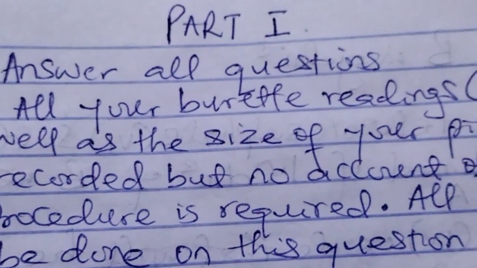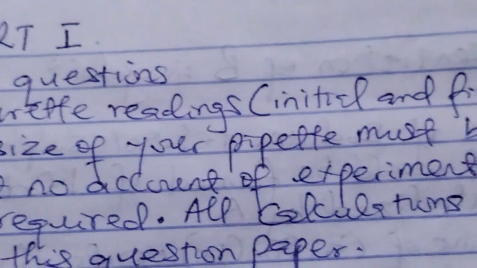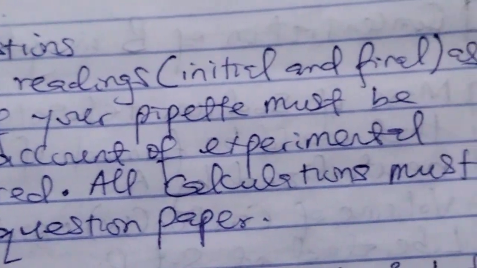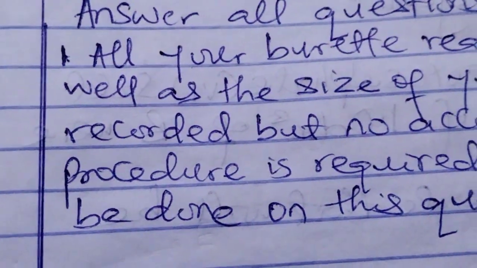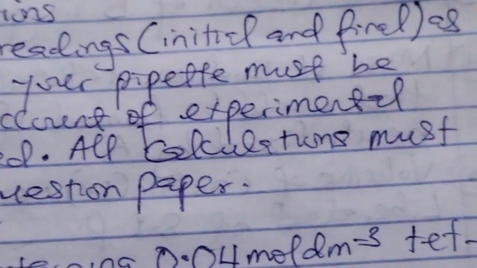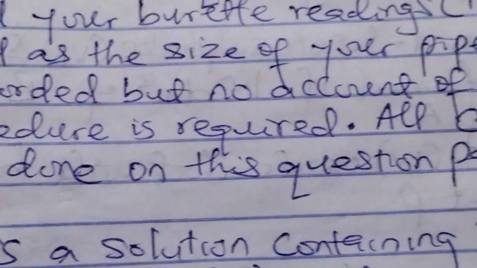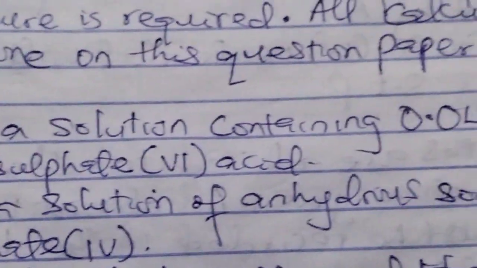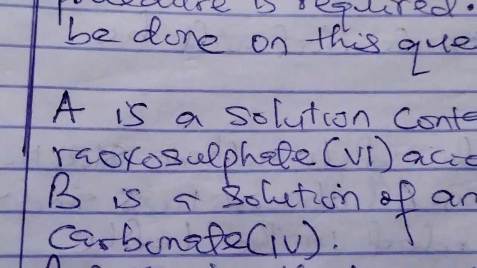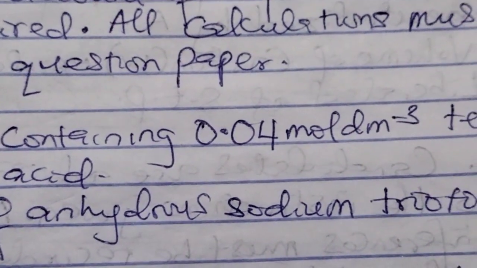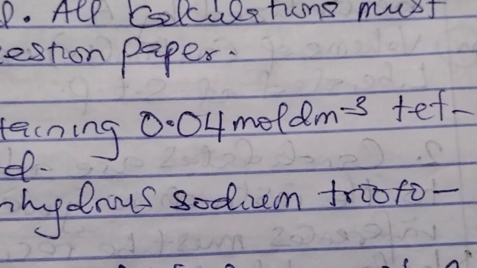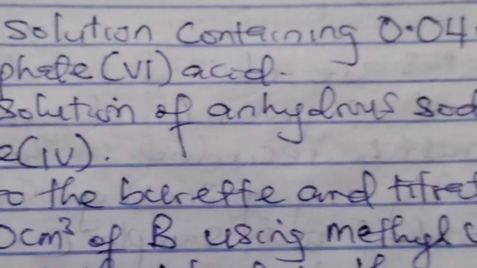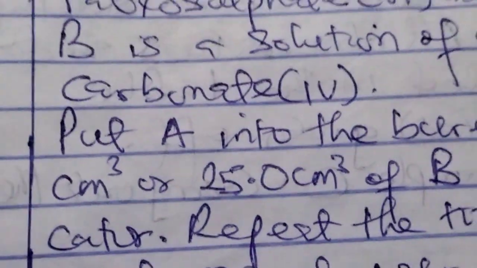Number 1 says all burette readings, initial and final, as well as the size of your pipette, must be recorded, but no account of the experimental procedure is required. All calculations must be done on this question paper. A is a solution containing 0.04 mole per dm³ tetraoxosulfate(VI) acid. B is a solution of anhydrous sodium trioxocarbonate(IV).